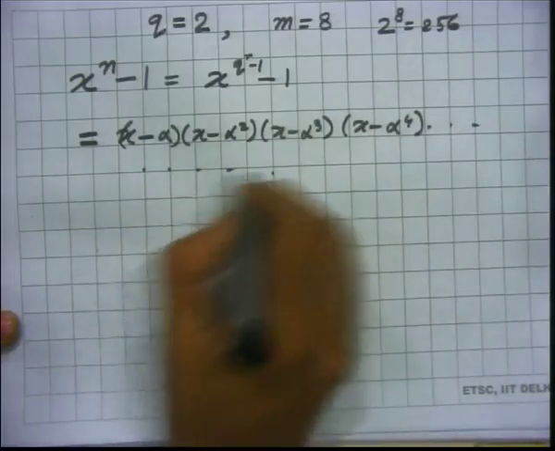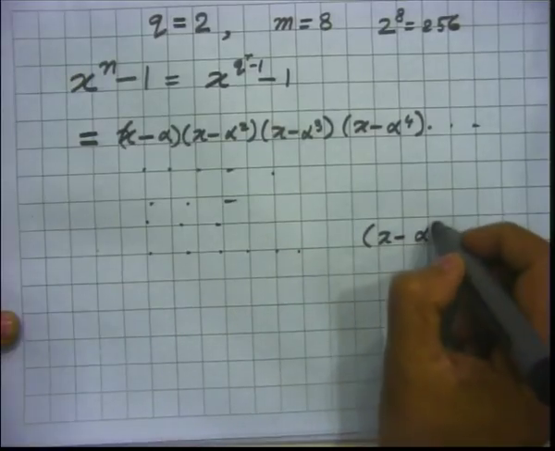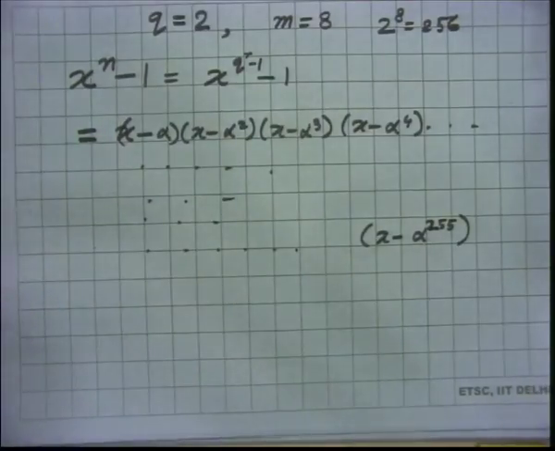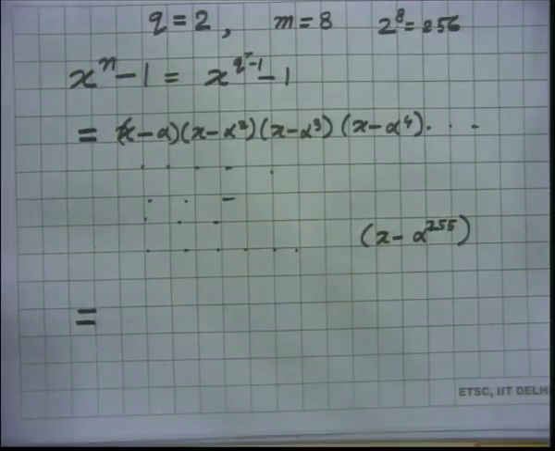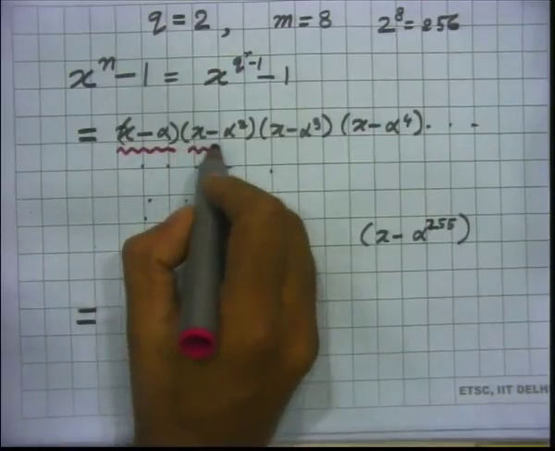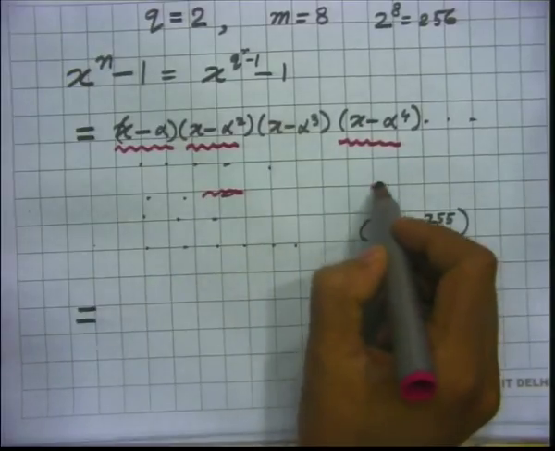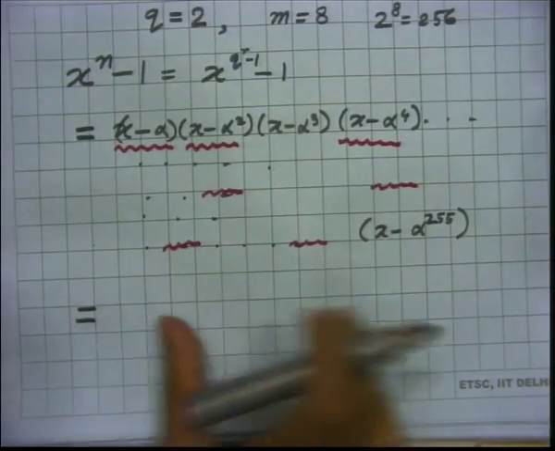you can keep writing till you have x raised to the power alpha raised to the power 1 to 256, so 255, and that is it. We have immediately written all the factors. Now, if you have to write it out in terms of minimal polynomial, all you have to do is choose the right candidates. So, alpha, alpha square, alpha 4, alpha 8, alpha 16 and so on and so forth. You choose the right candidate and you get the first set.